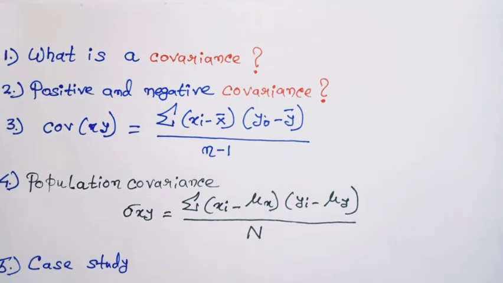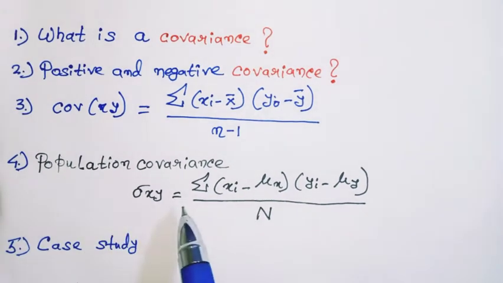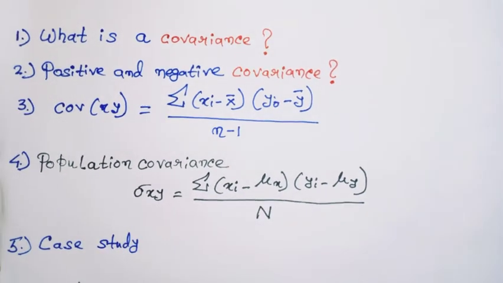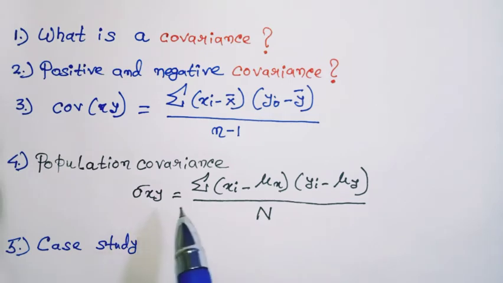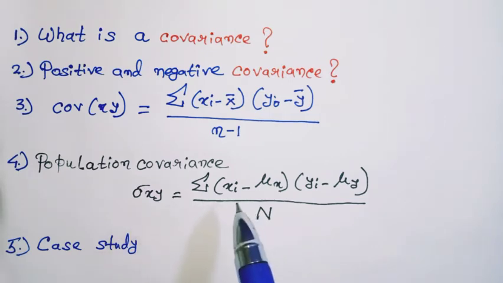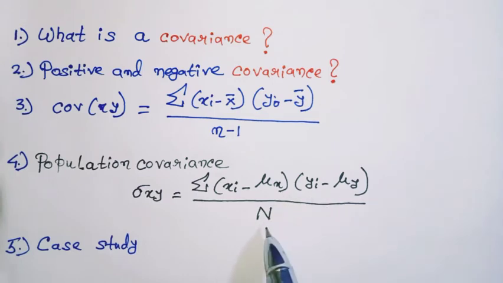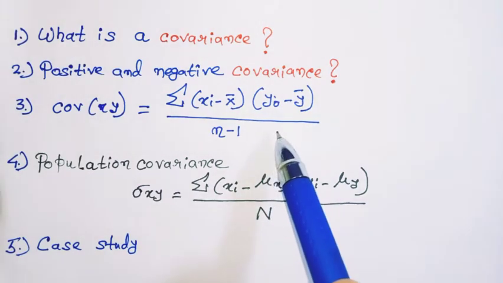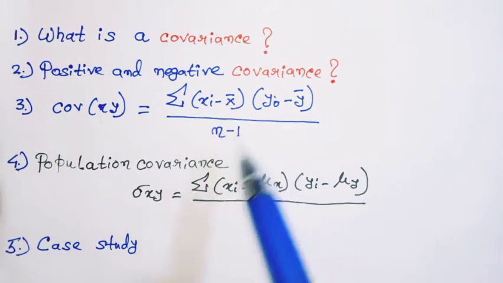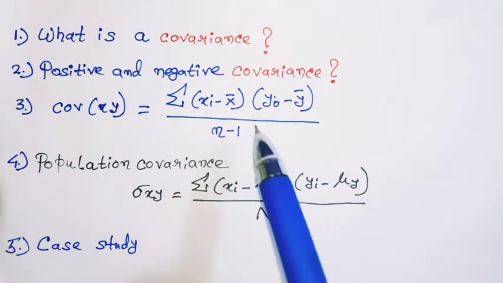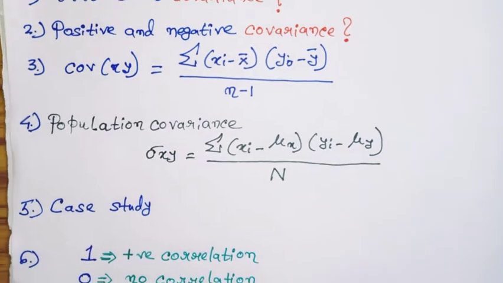Point 4: we have also seen covariance in terms of calculation for a population. It is a little bit different: sigma xy equals the summation of (xi minus mu x) (yi minus mu y) divided by n. This is the population covariance.